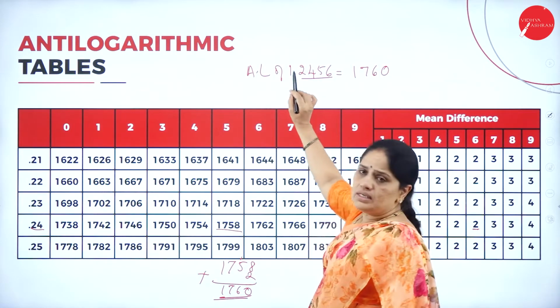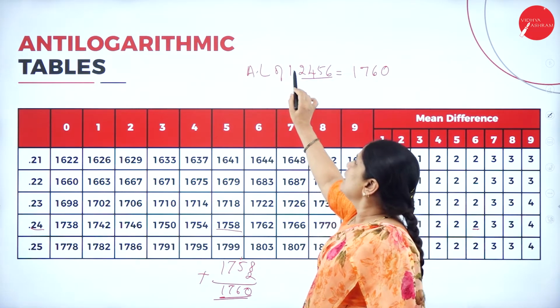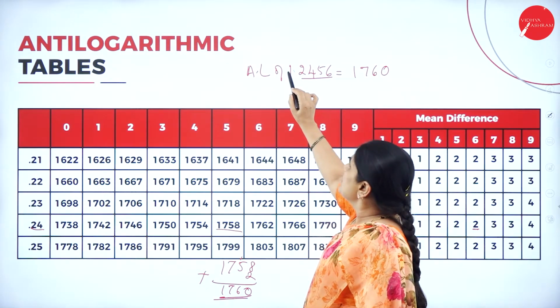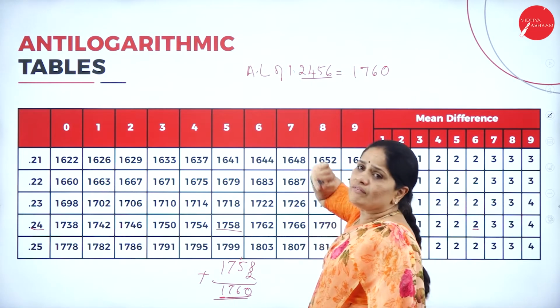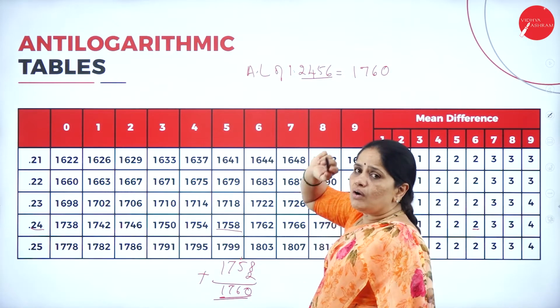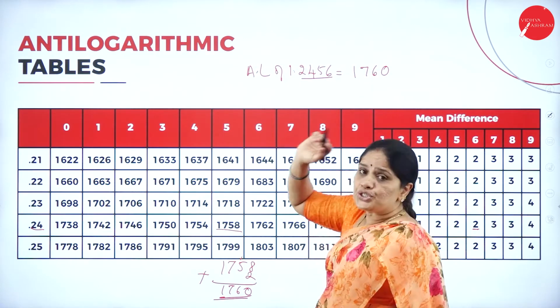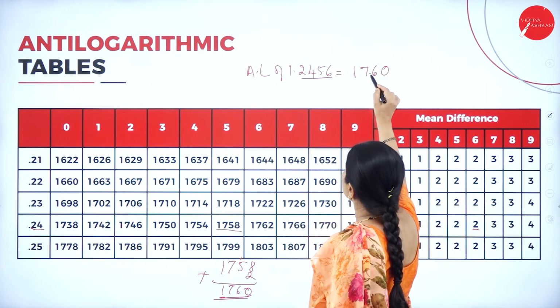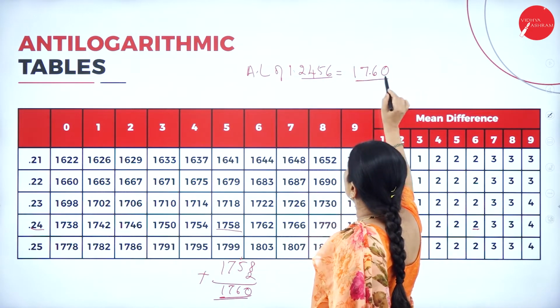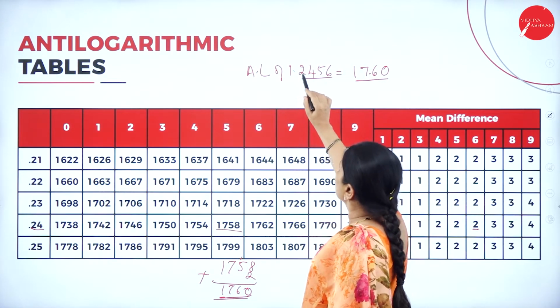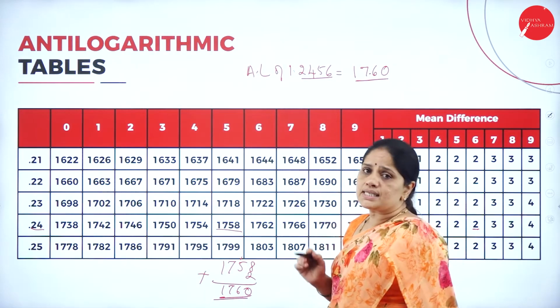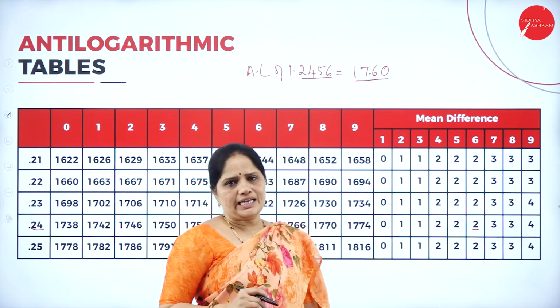So antilog of 1.2456 is 1760. Now see the number, count the number of digits to the left of the decimal point. To the left of the decimal point, we have 1. 1 is written. So 1 plus 1 is 2. So after 2 numbers, I put a decimal point. So the antilog value of 1.2456 is 17.60.